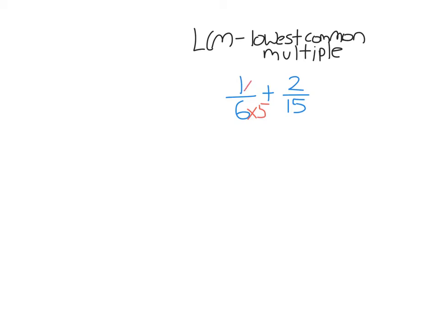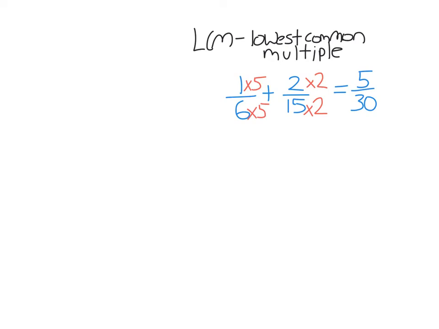What I do to the bottom, I must do to the top. So for the second fraction, it has denominator 15. So I need to times that by 2 to get to 30. So what I do to the bottom, I must do to the top. So 1 over 6 is the same as 5 over 30. All I did was go 1 times 5 gives me 5, 6 times 5 gives me 30.